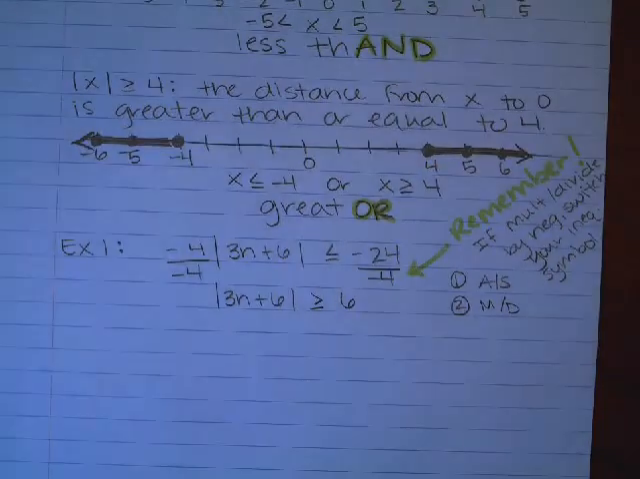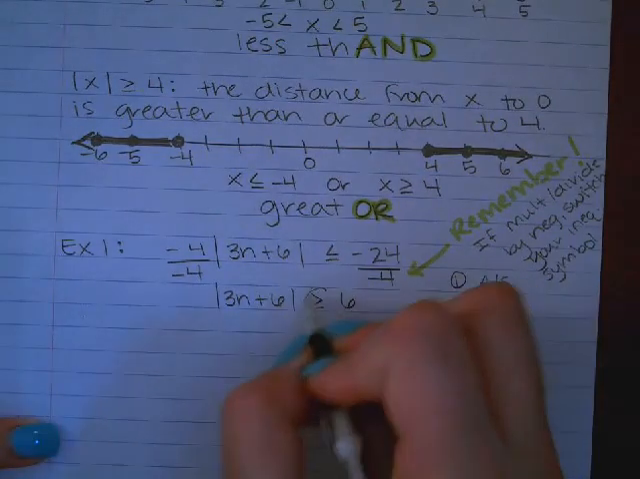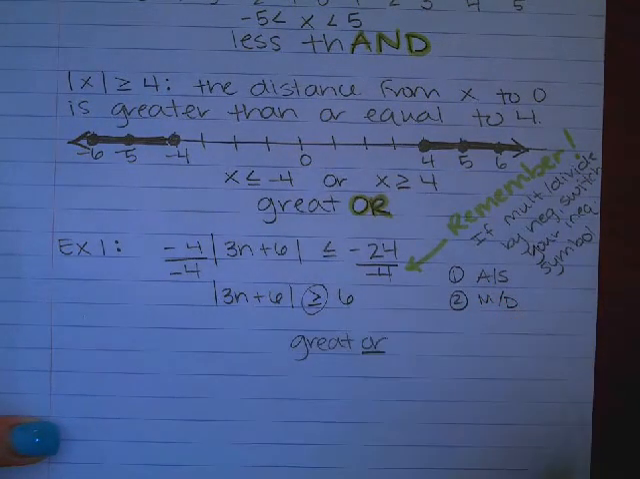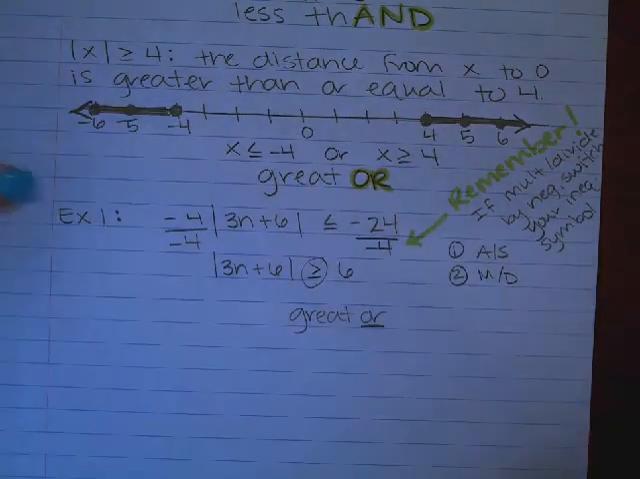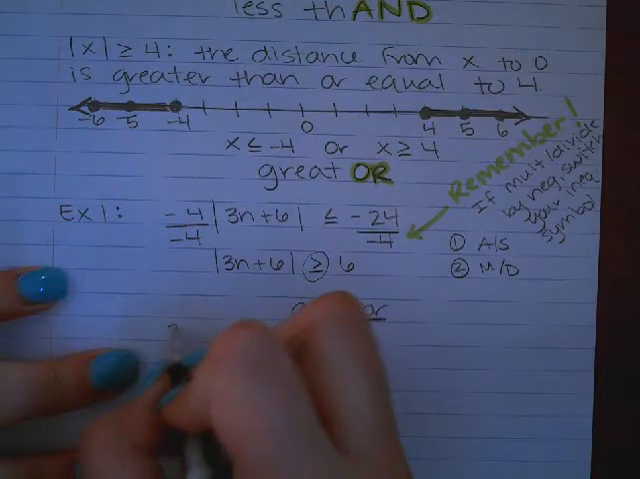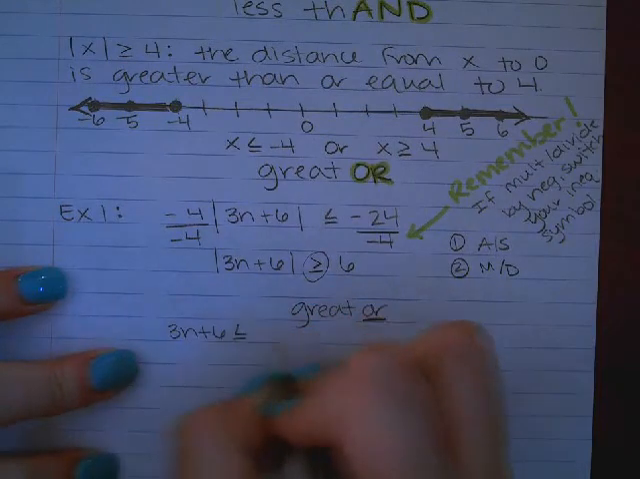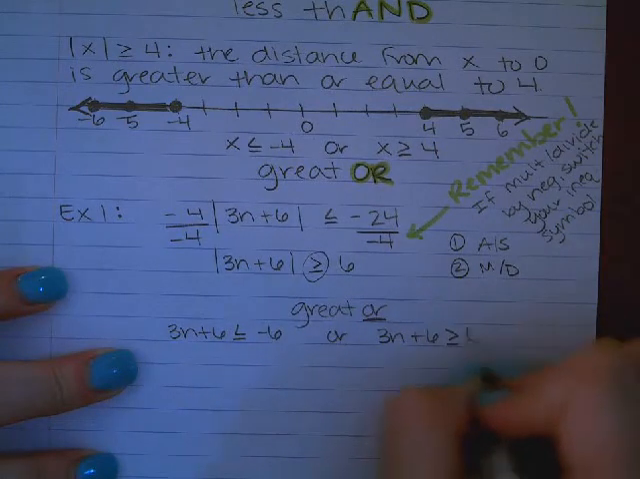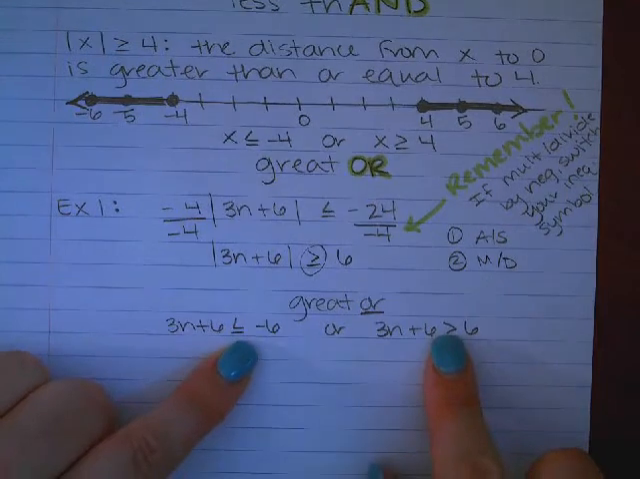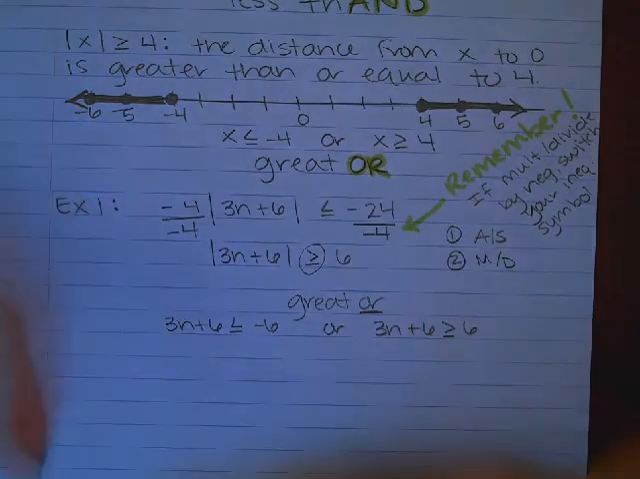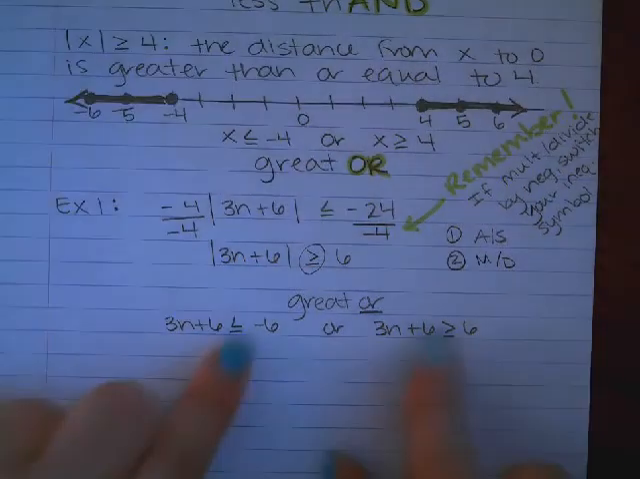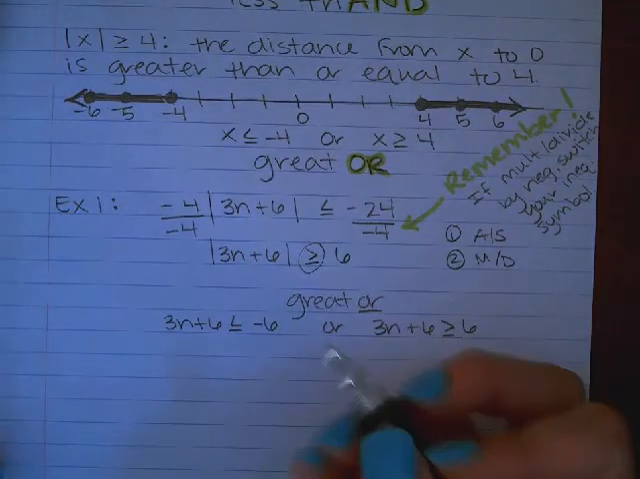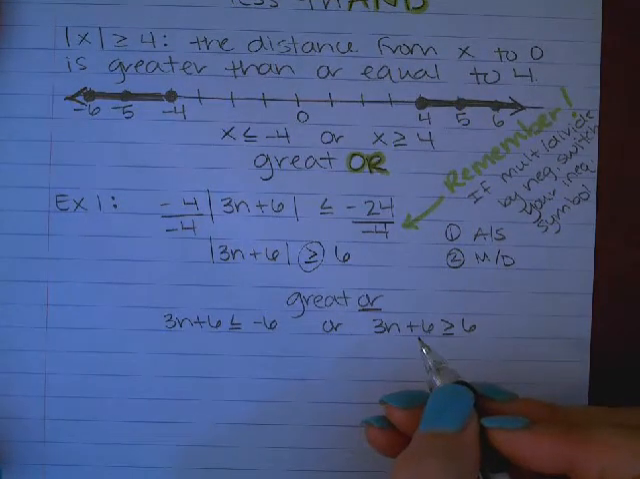Okay, at this point, I can go ahead and look at my symbol, and I see that this is a greater symbol, greater. So that means that we're going to be going two opposite directions. So I'm going to say 3n plus 6 is less than or equal to -6, or 3n plus 6 is greater than or equal to 6. And you'll notice that when I set up these equations, I have my arrows going opposite directions because I want to show that it's not a sandwich. They're going away from each other. So now I can go ahead and solve these like normal.